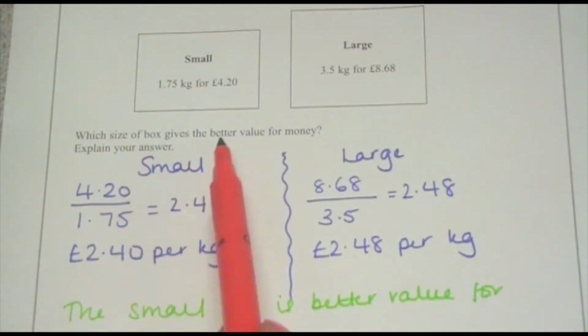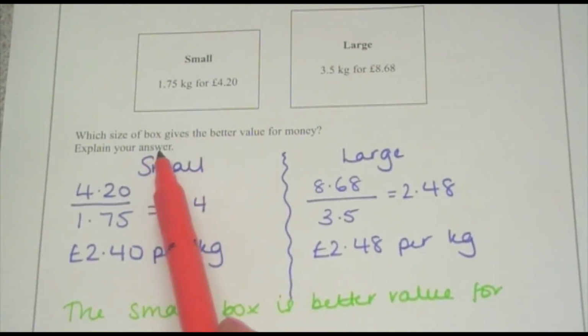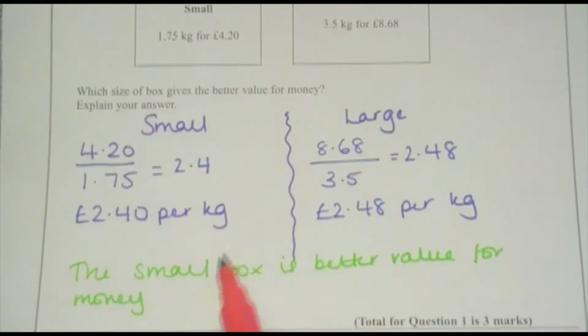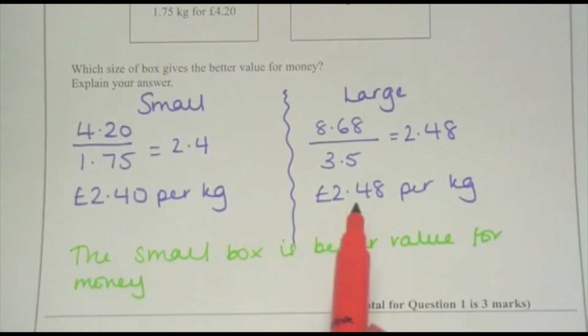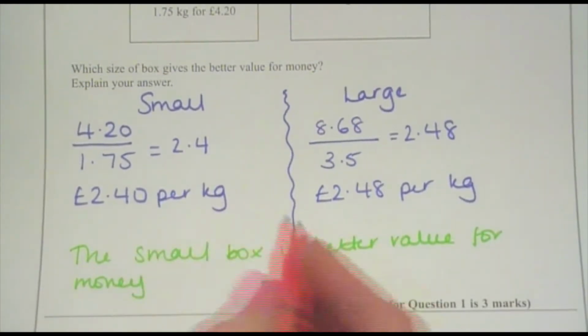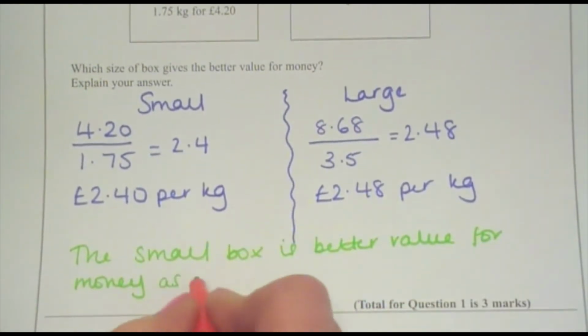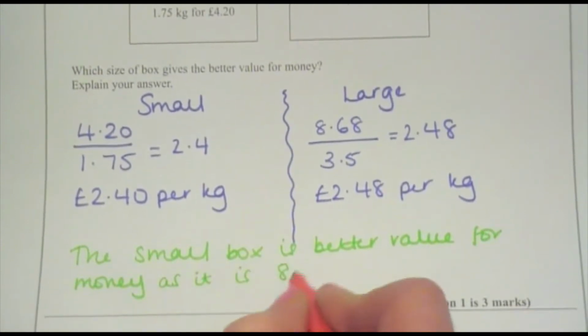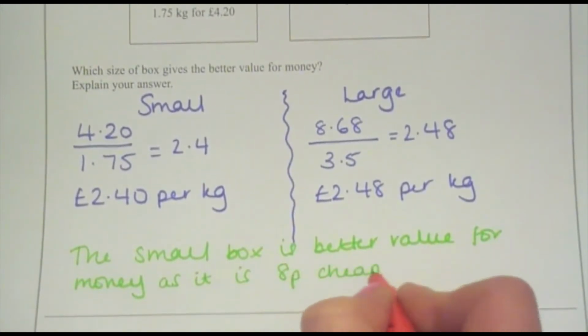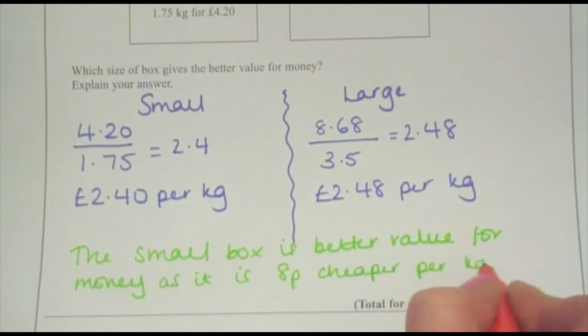Okay, that means I've stated which box gives the better value for money, but I also need to explain my answer. I need to explain it by saying that the large box is 8 pence more expensive, or the small box is 8 pence cheaper. So I'm going to say the small box is better value for money as it is 8 pence cheaper per kilogram.